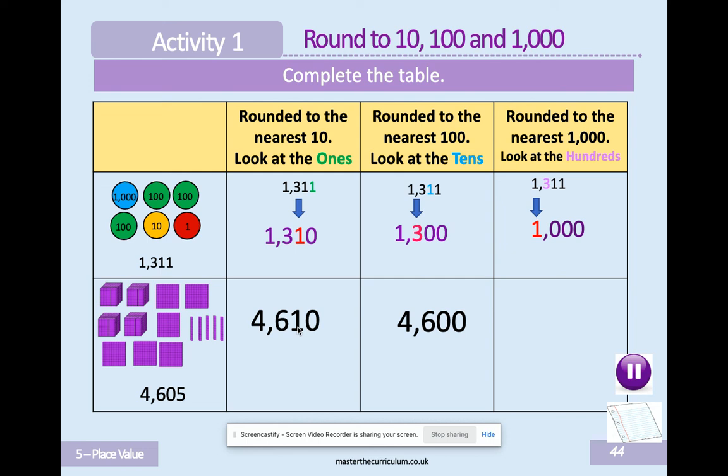And lastly, if I look at my thousands, to round to 1,000, I have to look at my hundreds column. My hundreds column here is a 6. So what do you think? I'm going to round up or down? Well done. We're going to round up, which means our thousands will change and all the other numbers turn into zeros. Give yourself a pat on the back if you have them all correct.